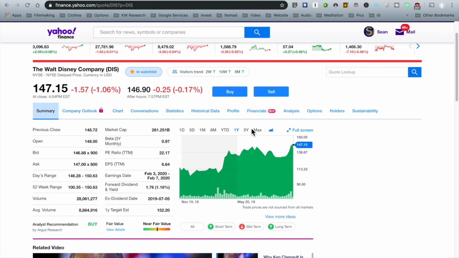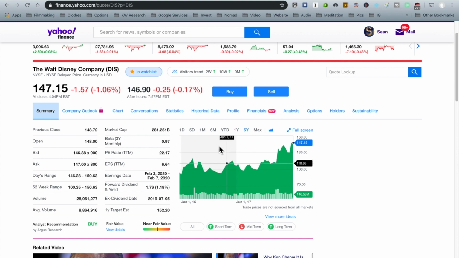So first, I just look at a 5-year chart, right? And I just see the trend, right? Are they increasing in value? And that is a yes, right? They were going sideways for a while, but with their new streaming service and all the different ways that they can make revenue, I see the stock just going up.